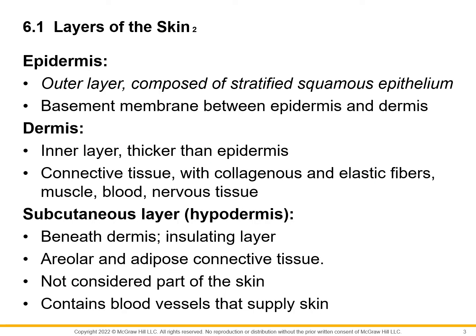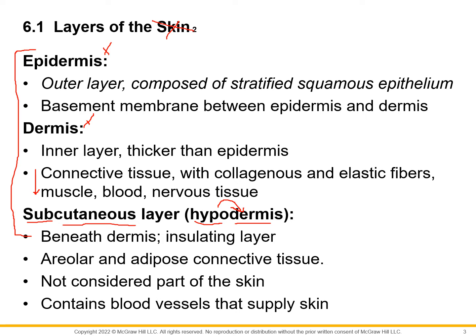These are the actual three layers of the integumentary system: the epidermis and the dermis, which together constitute the cutaneous membrane. And then there is a layer that can be called one of two names. It can be called the hypodermis, which simply means below the dermis, or the subcutaneous layer, which tells you that it is below the cutaneous membrane, which is the dermis and the epidermis.